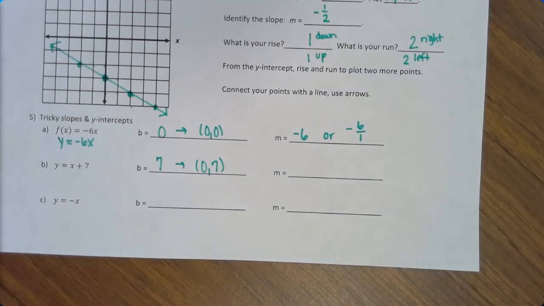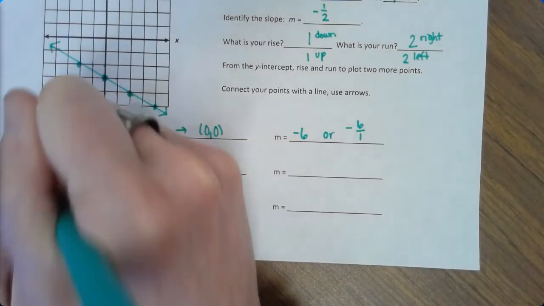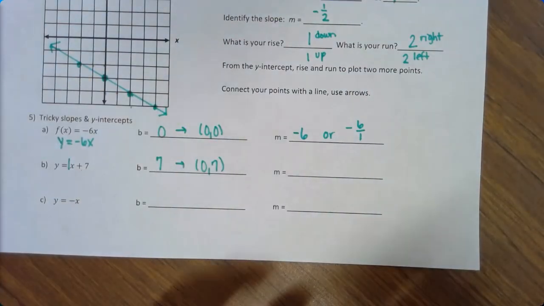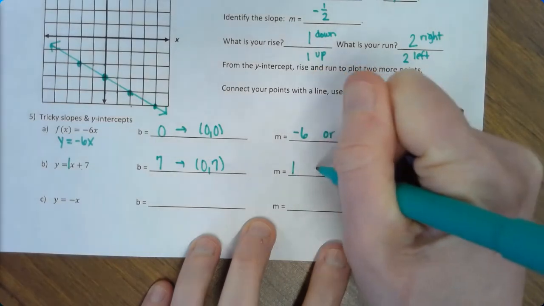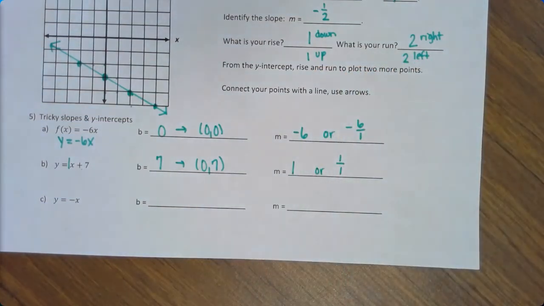Okay, if you said 1, you are correct. There's always an imaginary coefficient of 1 in front of our variables. So we can say the slope is 1, or again, if you want to write it as a rise and a run, we could put 1 over 1. All right, last one. And then you're going to practice some work that'll be posted for you guys in Google Classroom. So last one here. What do you think is the y-intercept for letter C?